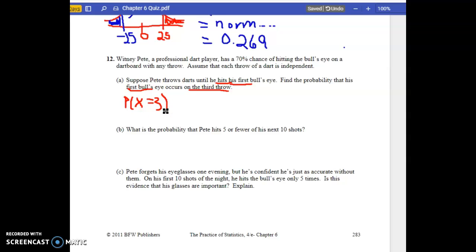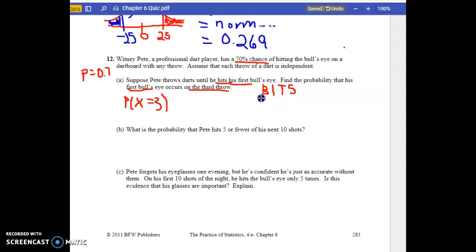Now, how do you find that probability? You have to think, well, I'm guessing it's either geometric or binomial, because the 70% chance is most likely our probability of success. And this one's geometric because it's happening on the third throw. And something, I didn't really take points off too much, but you really should have checked BITS here.